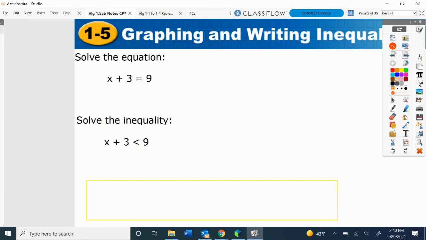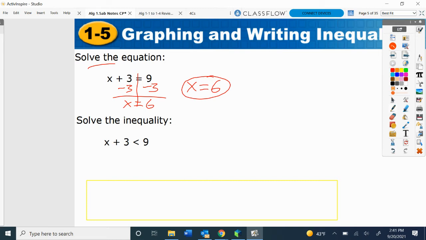Let's take a look at solving an inequality. First, let's go back to something we know: solving an equation. If we had x plus 3 is equal to 9, this is a one-step simple equation. We would go minus 3, and that would get us x is equal to 6. That would be our answer. X equals exactly one number, 6. One number and one number only. Only 6 is the answer to that.